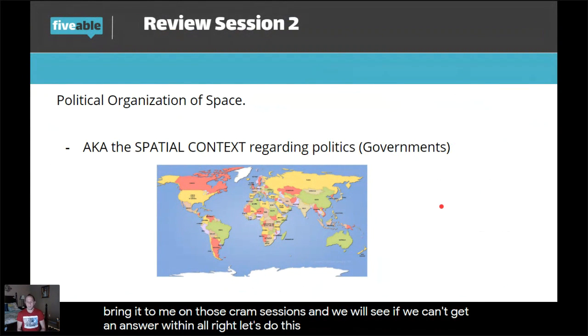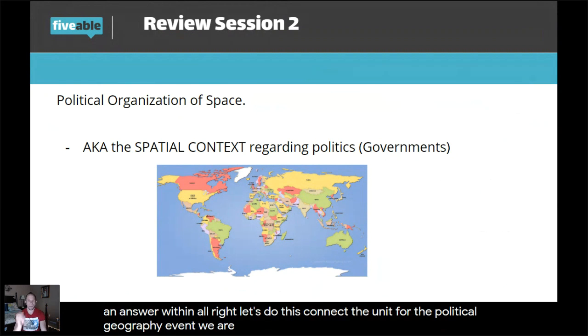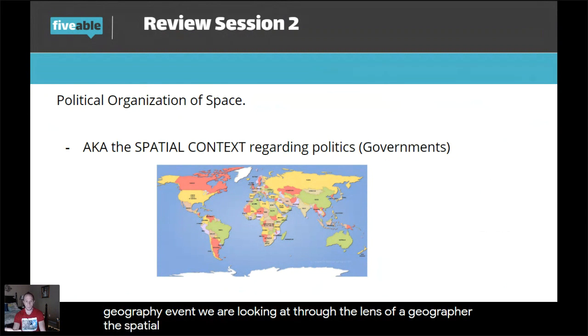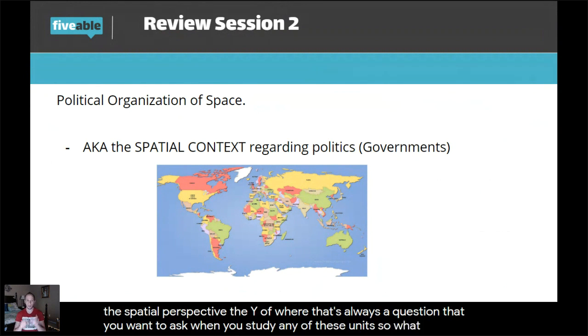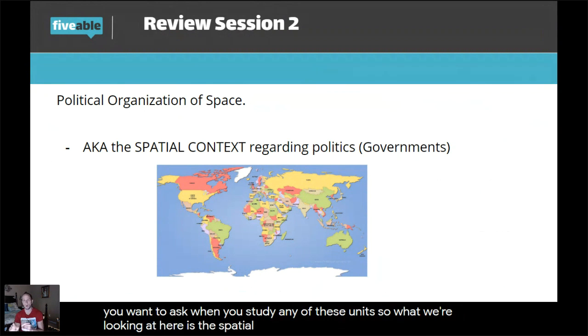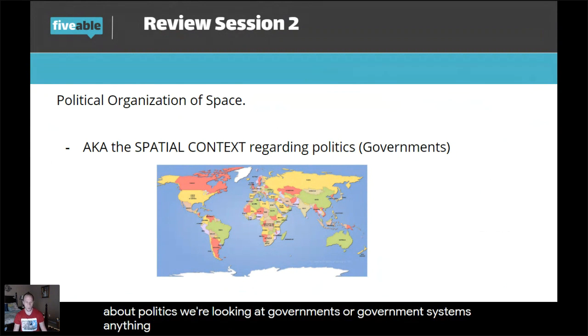All right, so when we're looking at Unit 4, the political geography unit, we are looking at it through the lens of a geographer, the spatial perspective, the why of where. That's always the question that you want to ask when you study any of these units. So what we're looking at here is the spatial context regarding politics. And when we talk about politics, we're looking at governments or government systems, anything having to do with government.